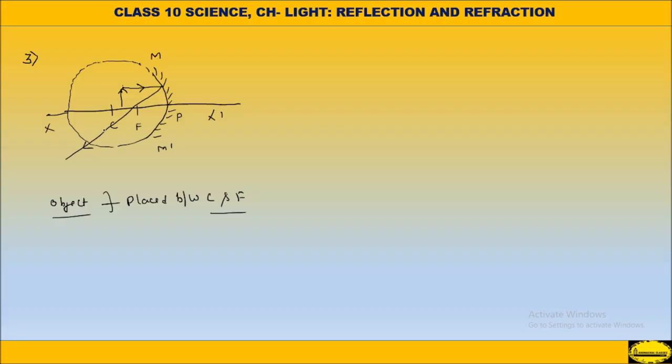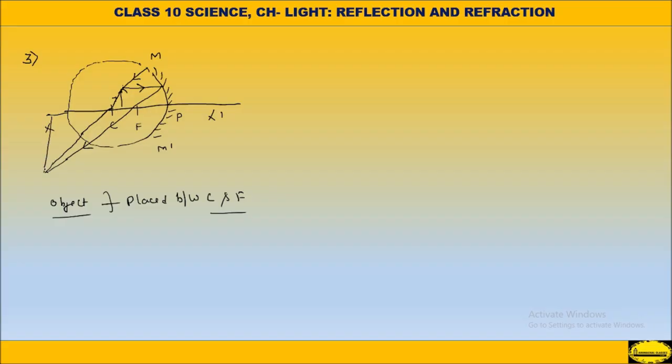Now another ray of light getting incident on the reflecting surface of a concave mirror but passing through the center of curvature touching the head of the object, after reflection it reverts back on the same path. So these two rays will meet somewhere here.